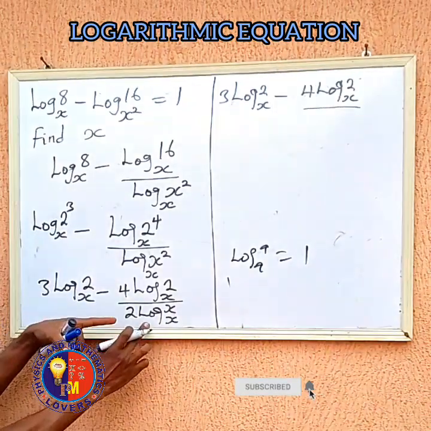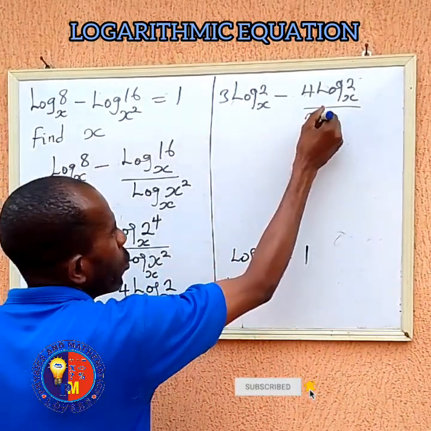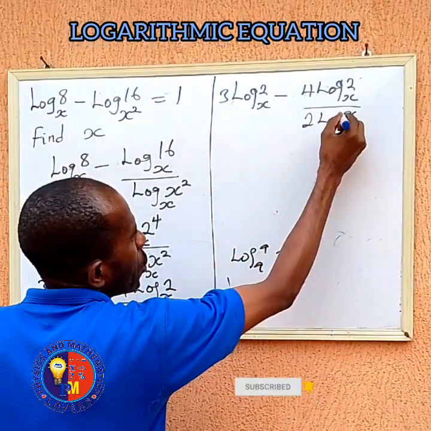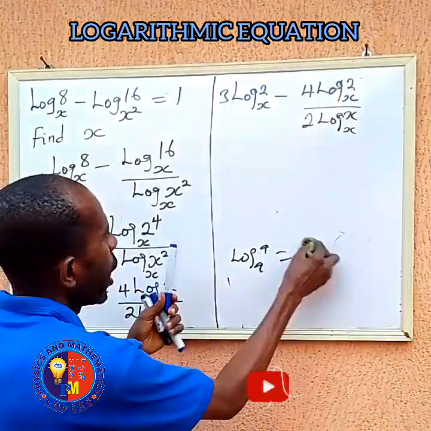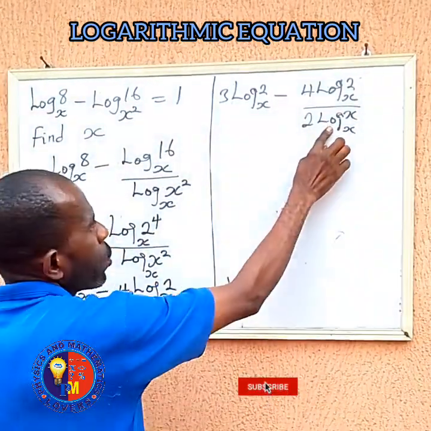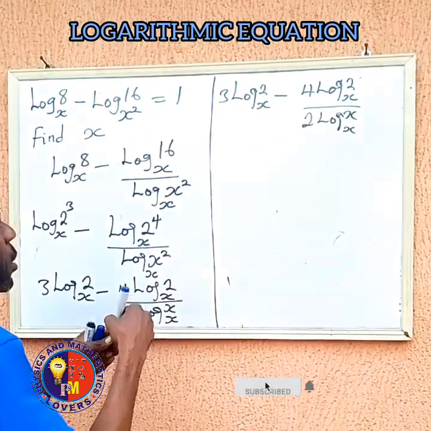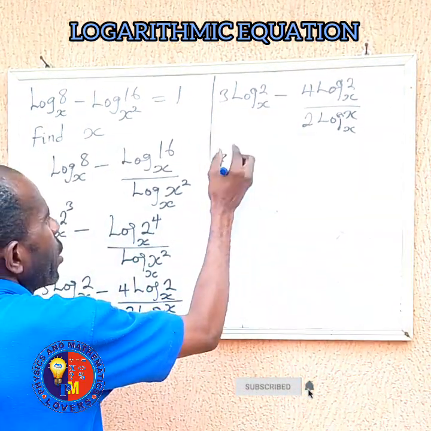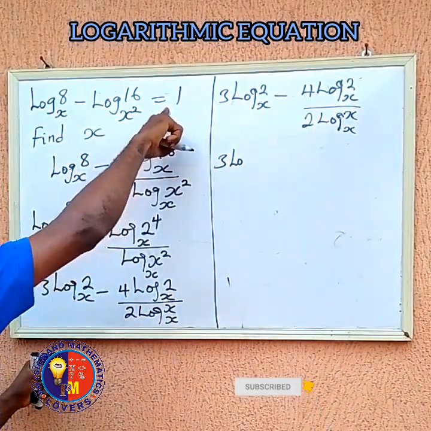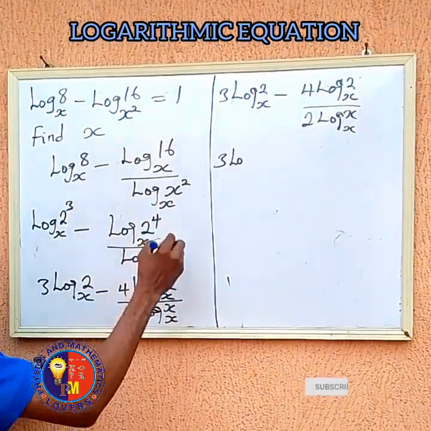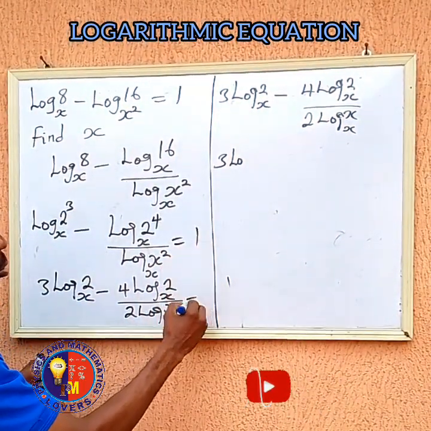So automatically, we're having here 2 log x to base x. So now this will become 1. Alright. So if this becomes 1, this becomes 1. Okay. So here we're having 3 log. Remember, there is an equation here equal to 1. So don't forget, we have equal to 1.